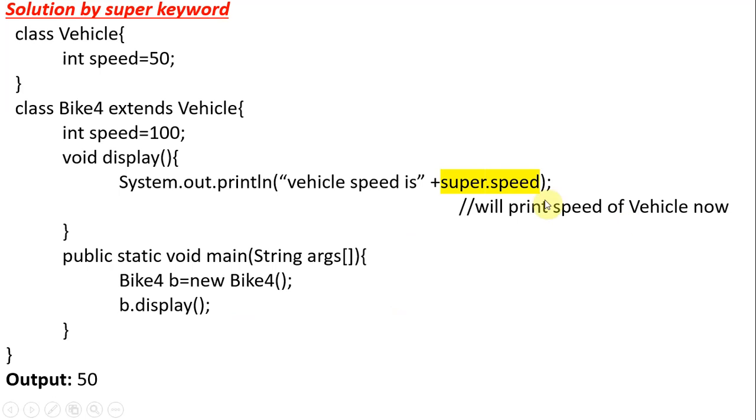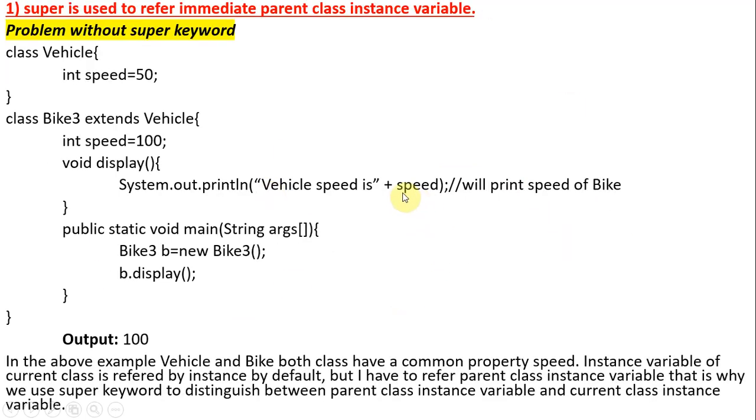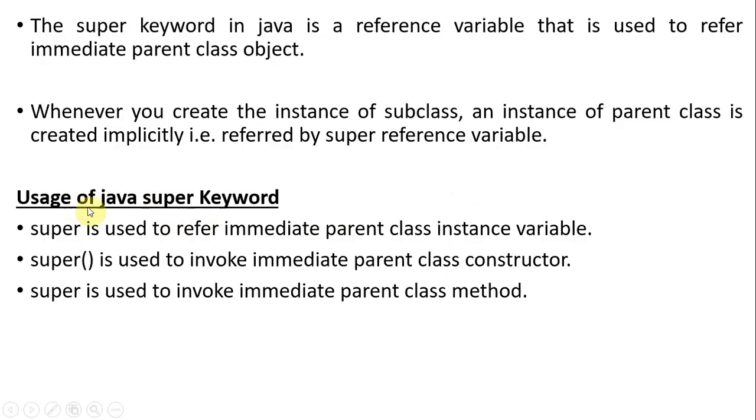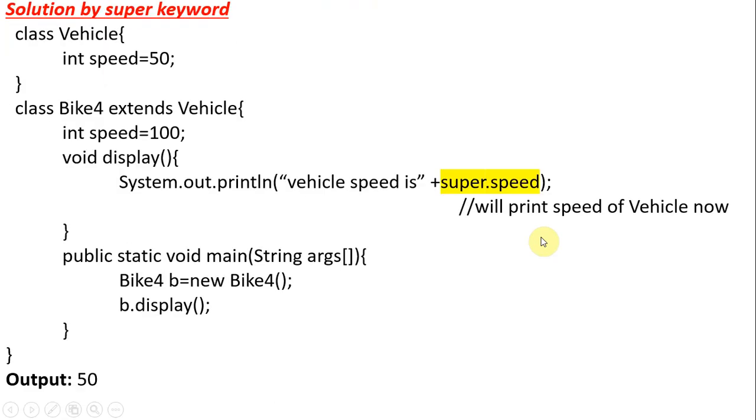Okay, so the same example with a slight modification. Here I was calling just speed, but here I am calling super.speed. The super keyword is used to refer to the immediate parent class instance variable. For bike 3, bike 4, the name changed here. So the immediate parent, only one parent is here. If there is more than one parent, you can get confused, but here I am specifying only one parent.